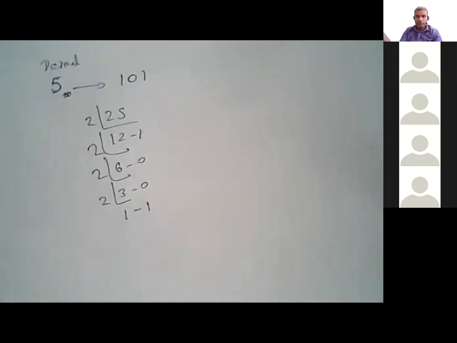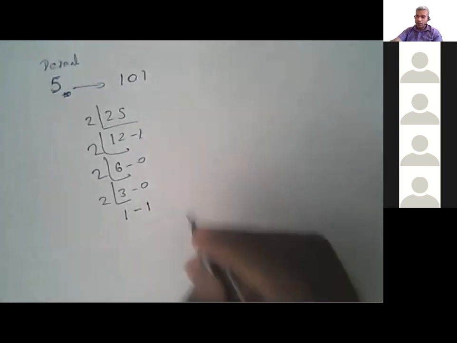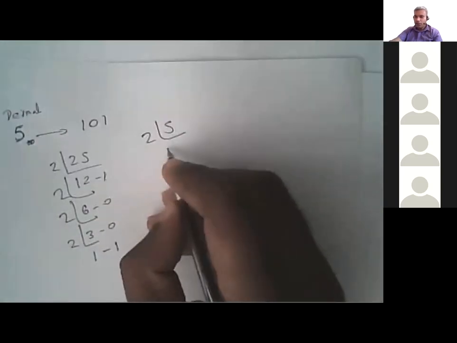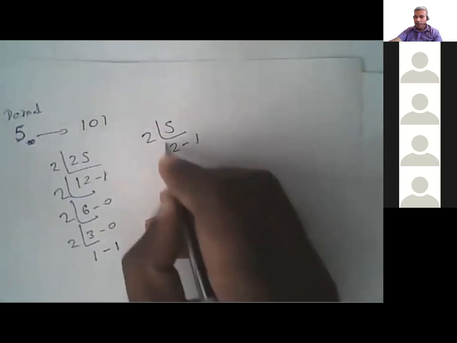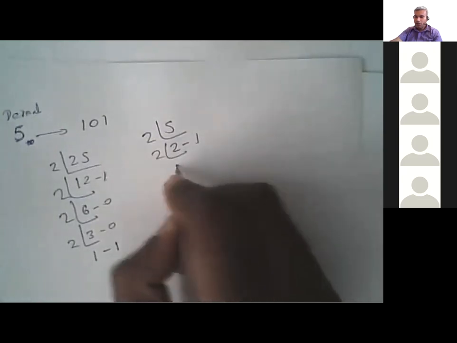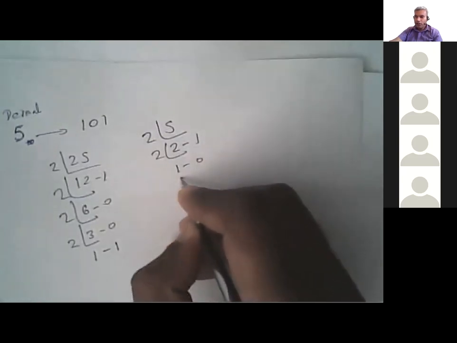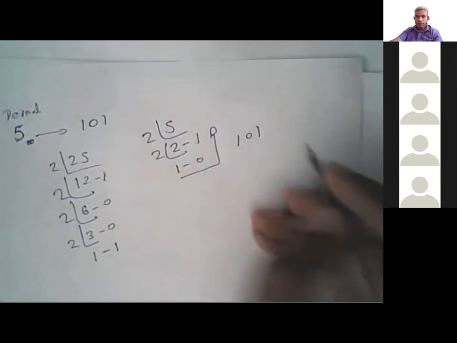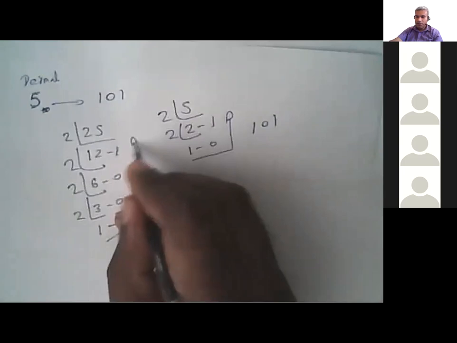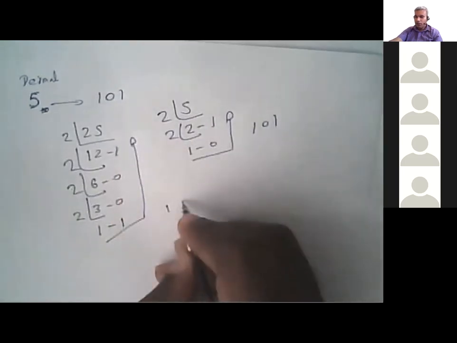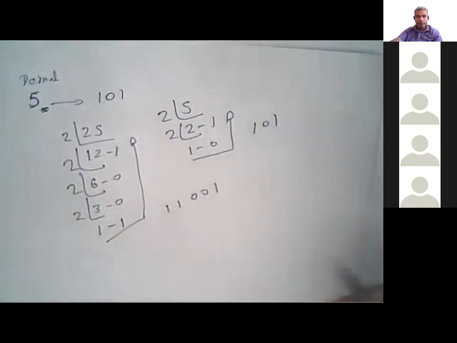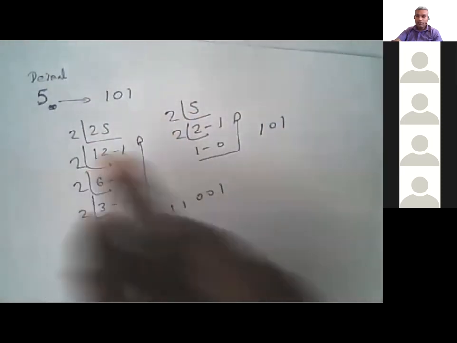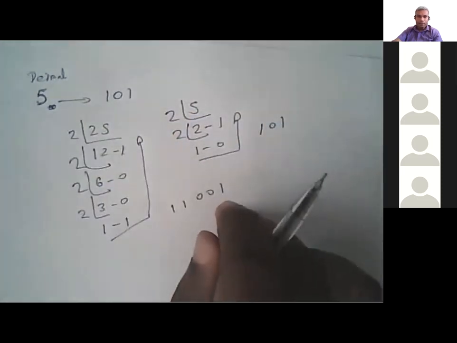Did you get the idea? Now we need to write it. We'll start with the 5, the simplest example, the one we did. If you do it, you will get 2, remainder 1, divided by 2, 1, remainder 0. Then you start writing the remainders in this order: 1, 0, 1. Similarly, for the other number, you can write the remainders in this order: 1, 1, 0, 0, 1. That is the simplest way to convert decimal into binary.